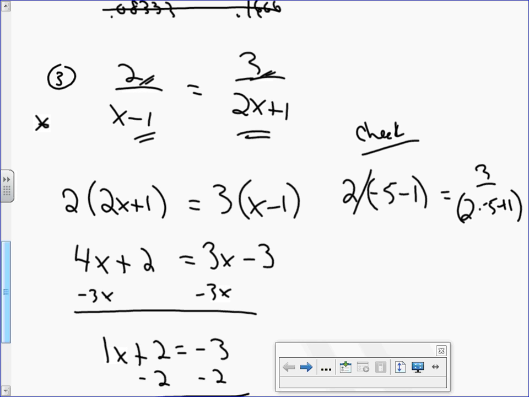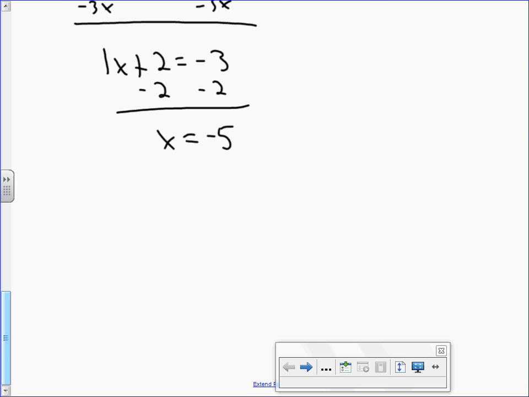How many of y'all remember doing this last year? This cross multiplying thing? Yes, this is one of those things that sometimes Algebra 1 teachers skip over. All right, number 4.